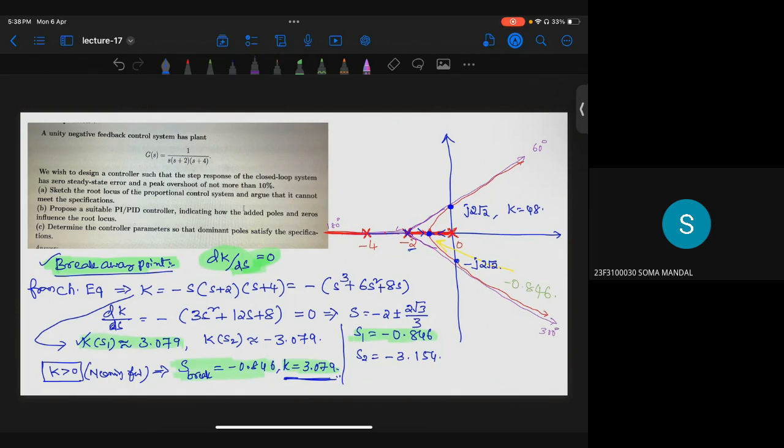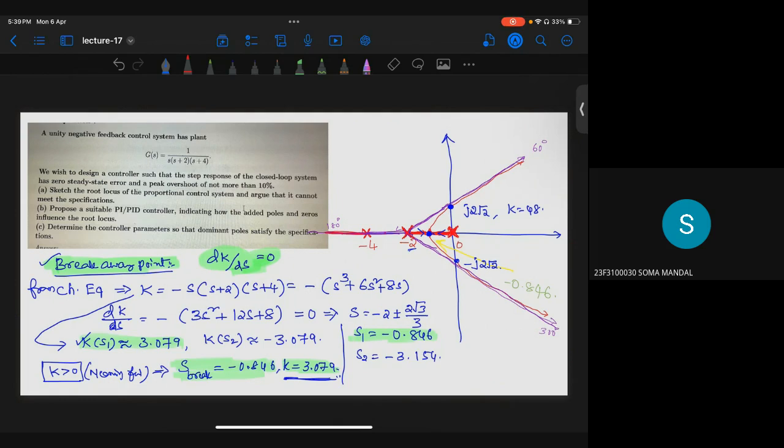These lines. So one is 60, it goes like this. Another is 300, it goes like this. Another is 180, it goes like this. Clear? So they actually show the direction to these poles. Now you see here this pole, minus 2 pole and 0 pole, right?